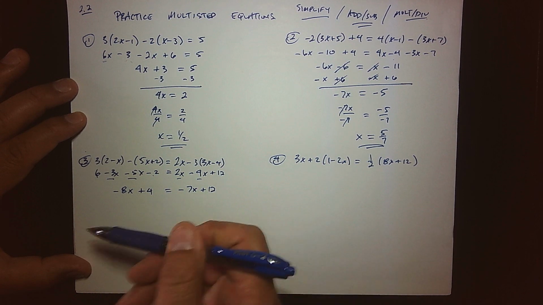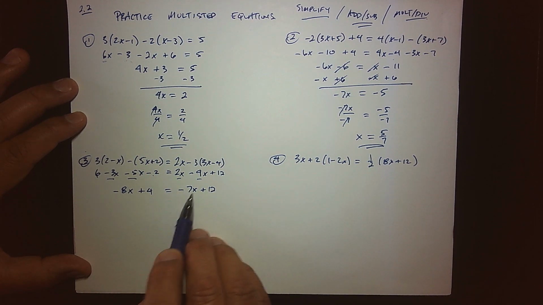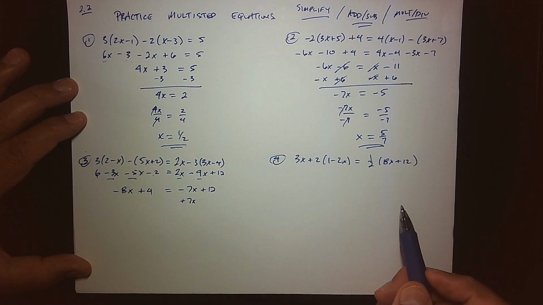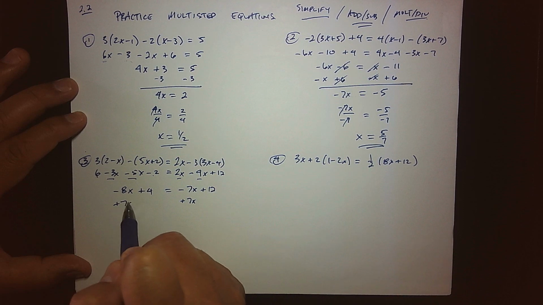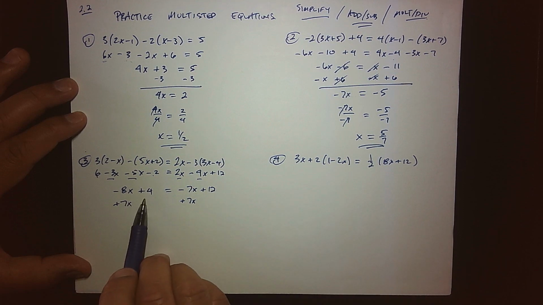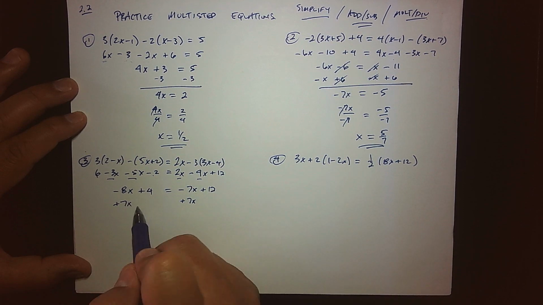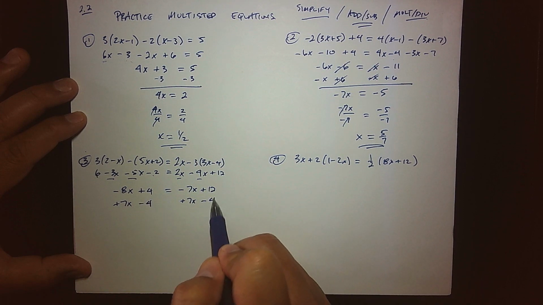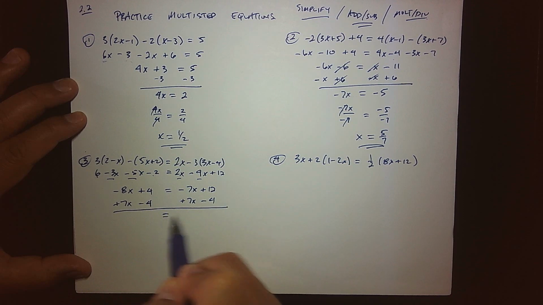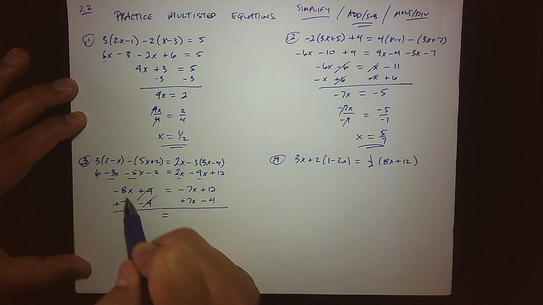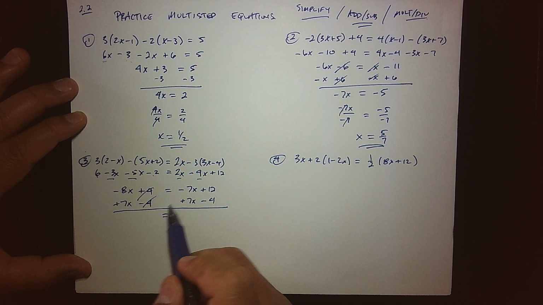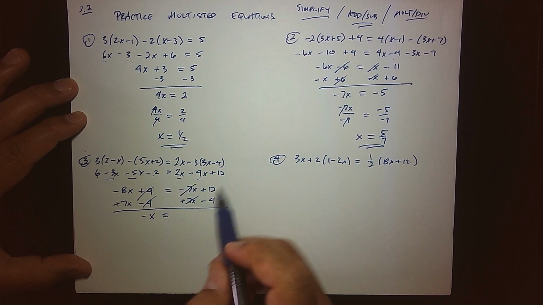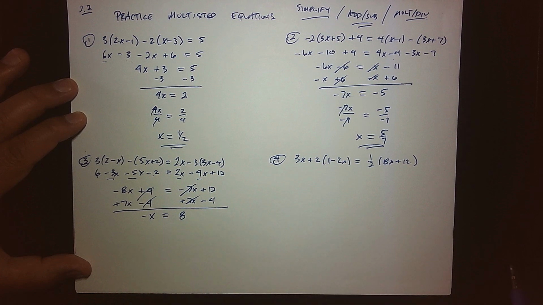Again, collecting x's to the left, I want to get rid of this minus 7x over here. So we'll do that by adding 7x. Whatever I do to one side, I have to do to the other. This plus 4, I want to get rid of it over here. So if we're adding 4, to reverse that, we subtract 4. Whatever I do to one side, I do to the other. So those cancel out. Negative 8x plus 7x is a negative x. Those cancel out. 12 minus 4 leaves us with a positive 8.